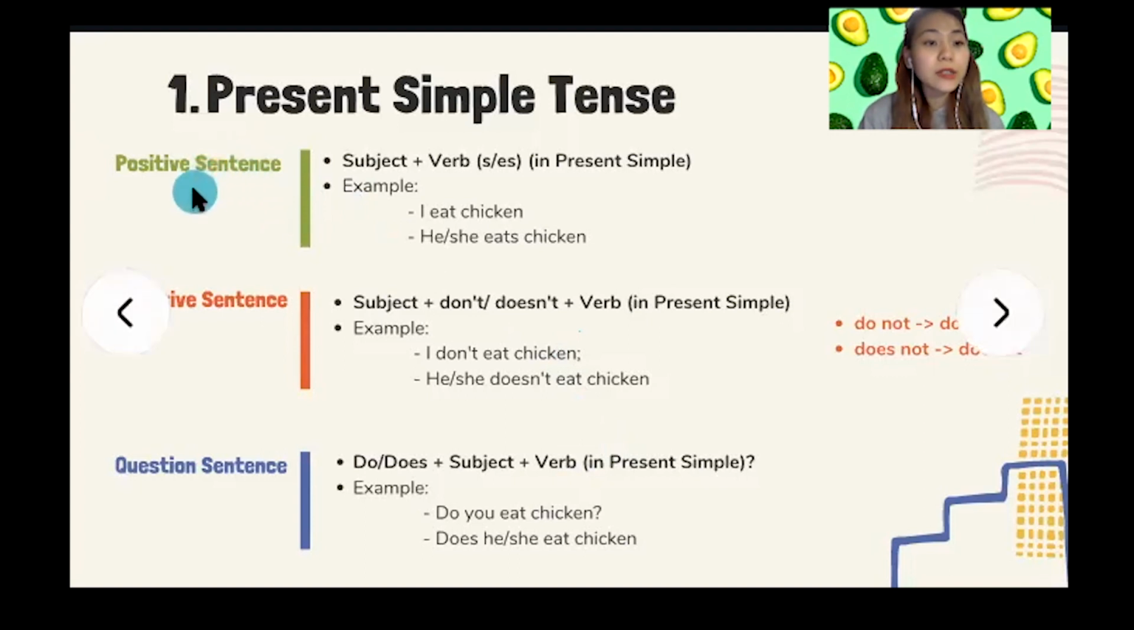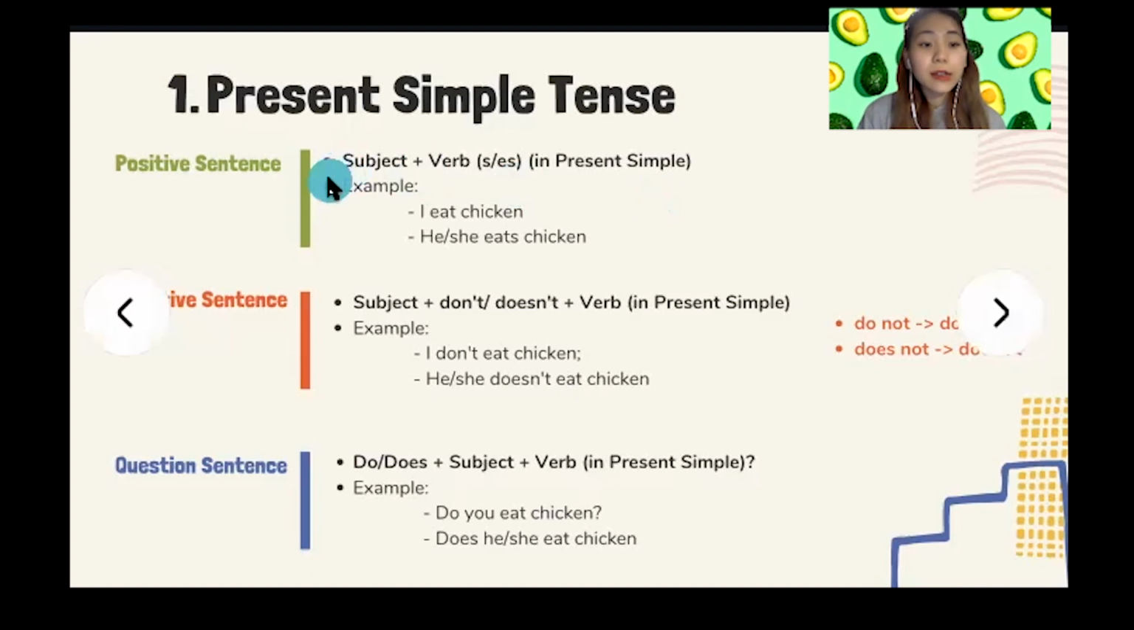We have the positive sentence, the negative sentence, and the question sentence. The positive sentence, we have subject, verb in present simple. Okay, so it means that you will have the subject and then the verb depending on the subject. With the subjects that are, for example, I, you, we, they, we will be using the simple verb. Okay, and for subjects that are he, she, it, we will add an s or an es behind the verb.